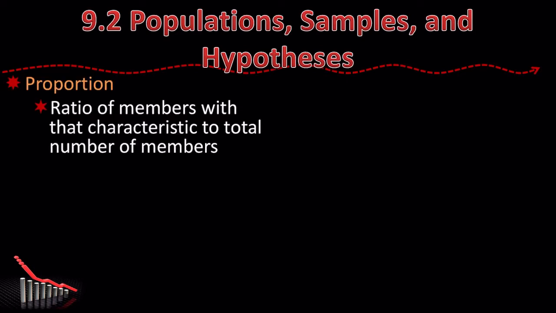All right, we also have something called a proportion, which is the ratio of the members with that characteristic to the total number of members. So if 10 out of 20 people are redheads in this particular sample, it would be 10 to 20, or 1/2.